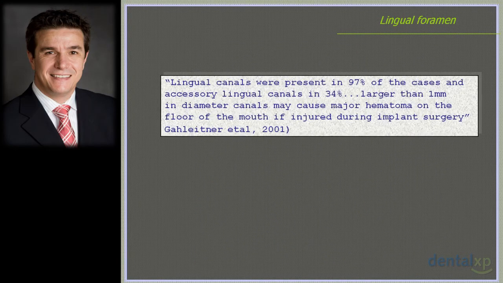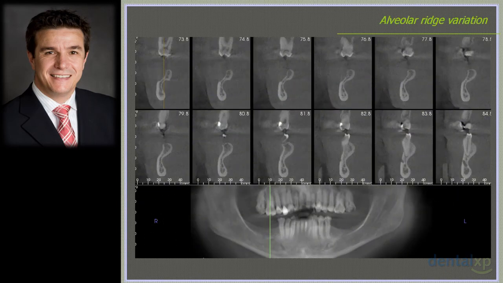This is a literature citation I'm quoting for you in regard to the above matter. Lingual canals were present in 97% of the cases and accessory lingual canals in 34%. A canal larger than 1 millimeter in diameter may cause a major hematoma on the floor of the mouth if injured during implant surgery, as quoted by this group of Austrian surgeons.